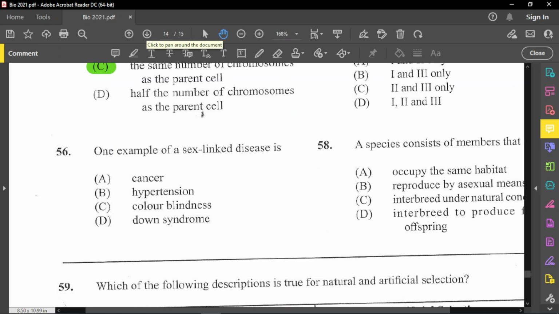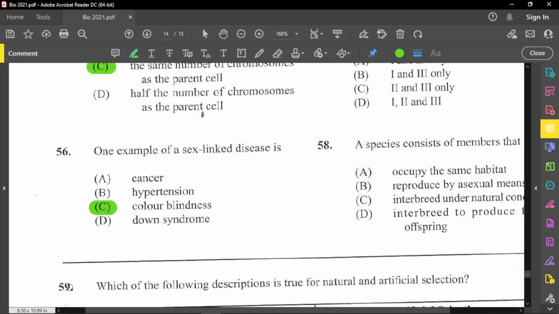56, down the line. So 56 is down the line, let's go down the line. One example of a sex-linked disease is what? Cancer cells. Cancer is not sex-linked because it can be in both males and females. Hypertension, I actually crossed that out. That's not the answer there. Hypertension can be any gender, not specific. Color blindness tends to be more likely in males. So it's sex-linked. That means it can be on the 23rd pair of chromosomes, whether it be the X or Y chromosome, generally the X. All right. And so Down syndrome can be any of the genders as well. So option C for number 56.